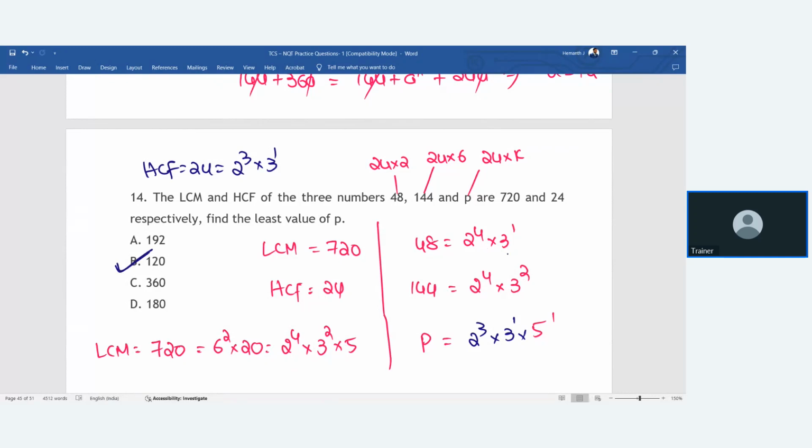The basic idea is that HCF is all common prime numbers with the least power. LCM is all prime numbers, each with the highest power. If you write the given numbers as prime number powers, for LCM we write all prime numbers, each one with its highest power, whereas for HCF we write only the common prime numbers, each with its least power. That's the beauty in the concept. We have to write in that fashion. Okay, now let's see the other question.